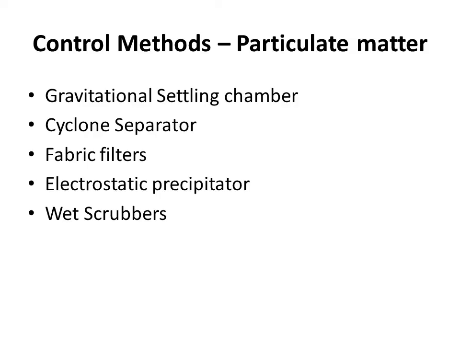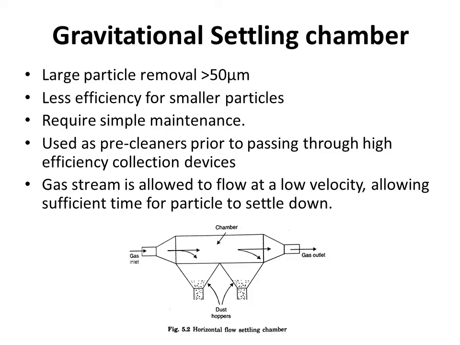So, the control methods that are used for particulate matter mainly include gravitational settling chamber, cyclone separators, fabric filters, electrostatic precipitators, and wet scrubbers. First, we'll see the gravitational settling chamber.